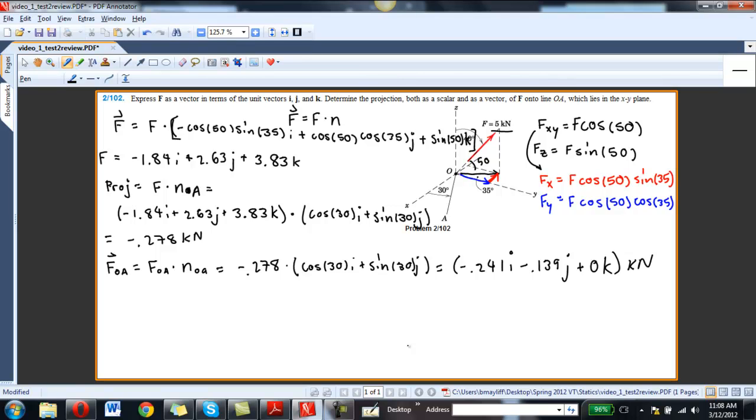So the key things to remember are, for F as a vector in i, j, and k, you just multiply it by a unit vector. The unit vector is just the distances or the angles, whatever you want to think of it. And then for projection, you just multiply it by the unit vector of the line that you want to project it onto. And that's pretty much it.